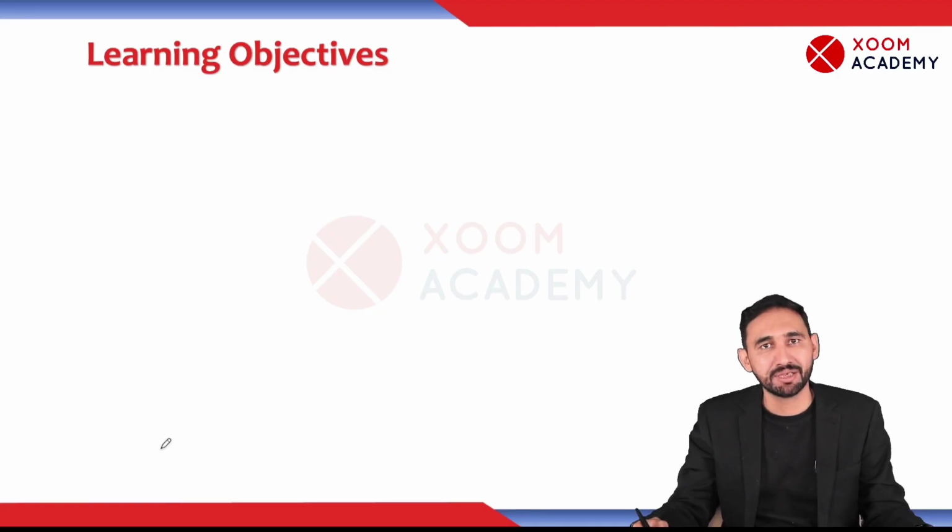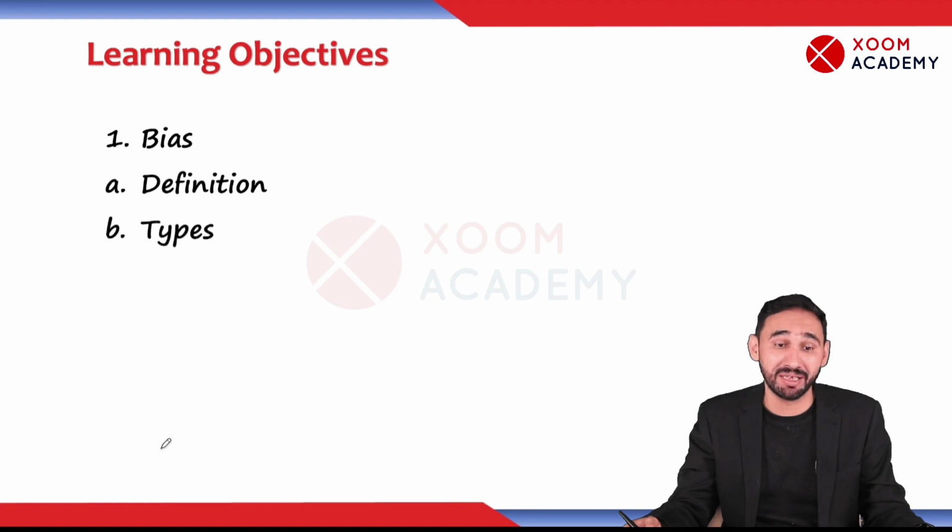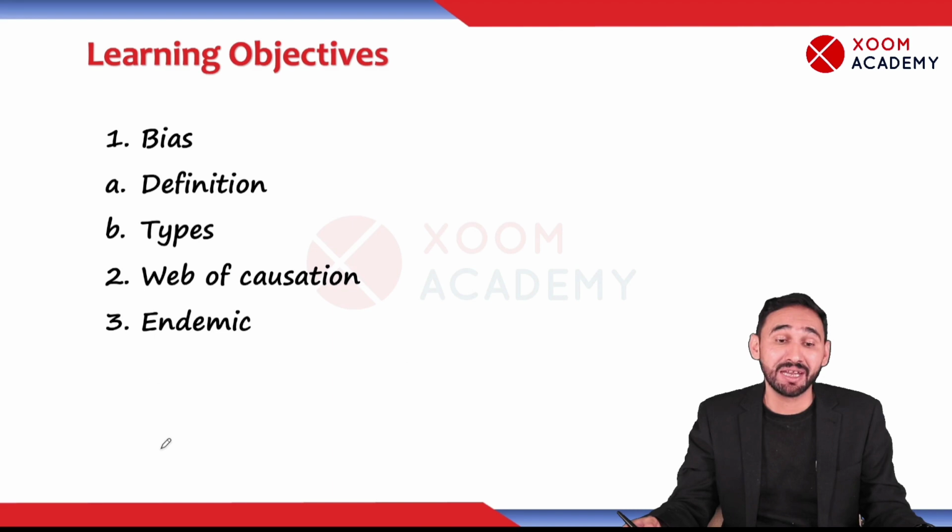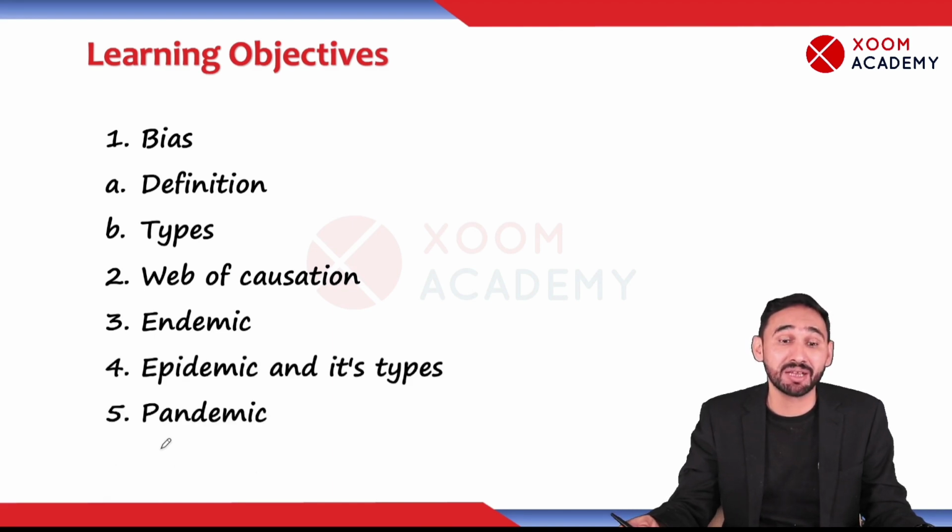While continuing epidemiology, we will discuss this session according to the following learning objectives. We will discuss bias and various types of bias. We will define bias. And then, what is web of causation? What is endemic, epidemic, its types, and pandemic? In the end, we will summarize the session.